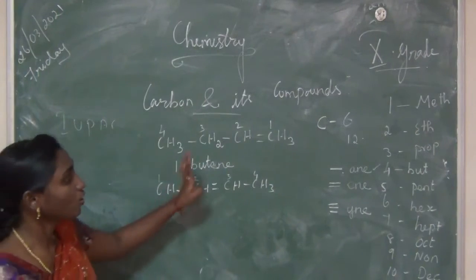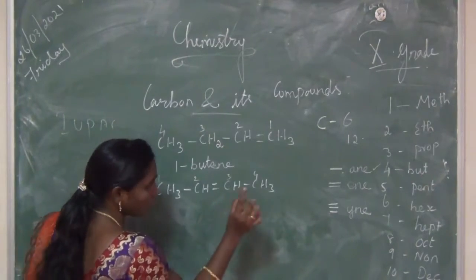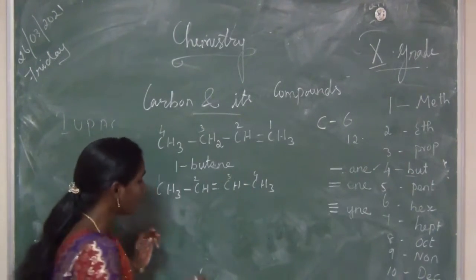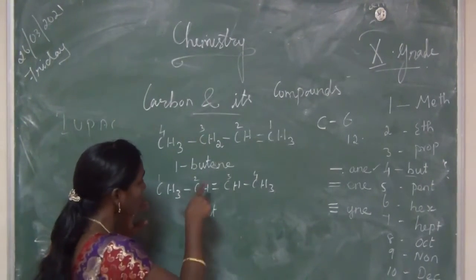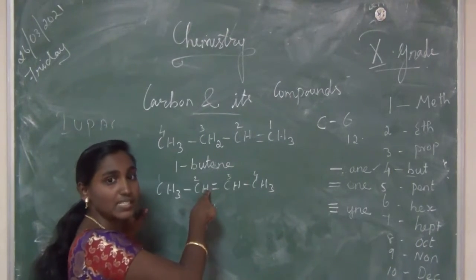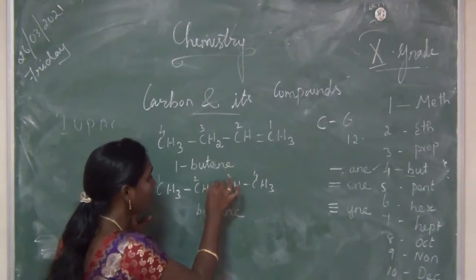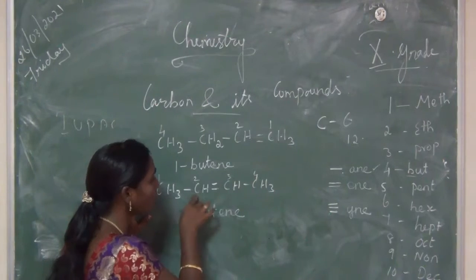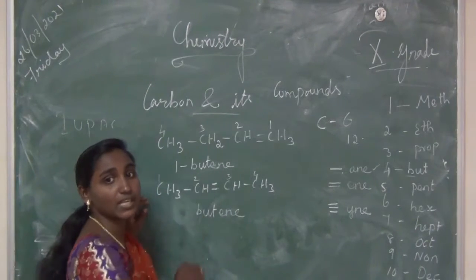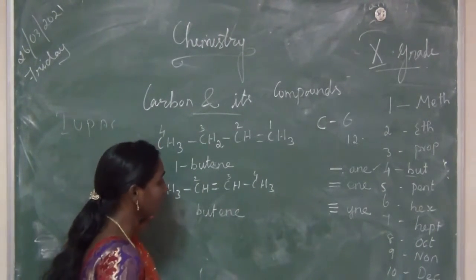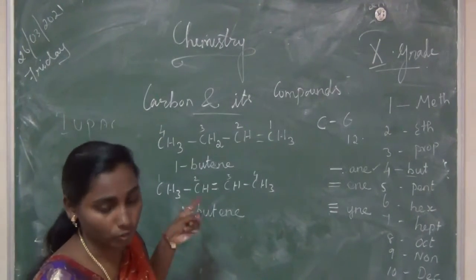So how many carbon atoms are there? 4 carbon atoms. So the root word is, sorry, not hex, but. The root word is but, B-U-T. And see, a double bond is there, so the suffix is E-N-E. The double bond is near which carbon atom? The second carbon atom. So we can write the name 2-butene. This compound name is 2-butene. Have you understood?